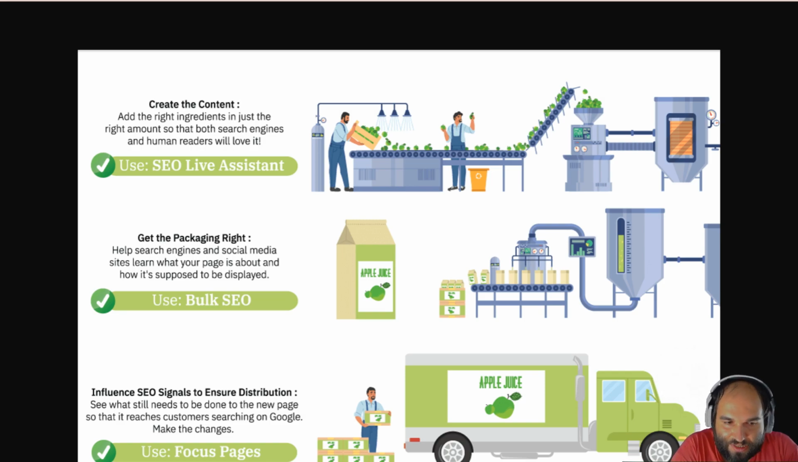So you also need to think about the distribution. If you don't do the distribution, you're not gonna make anything happen, and that's where you're gonna use focus pages. Because Squirrly SEO has so many features, I think this is the best way to do it. Let's just dive into the SEO Live Assistant, see something in bulk SEO, and then try to look at some focus pages and see what we can do.